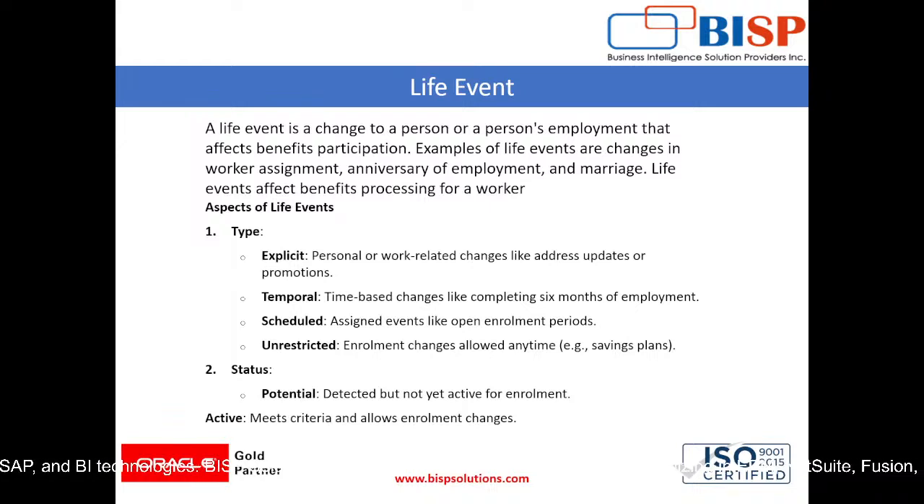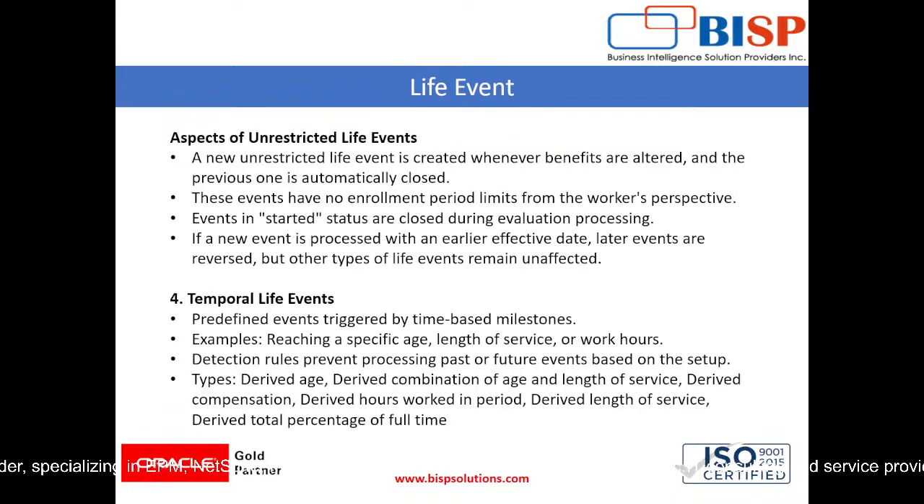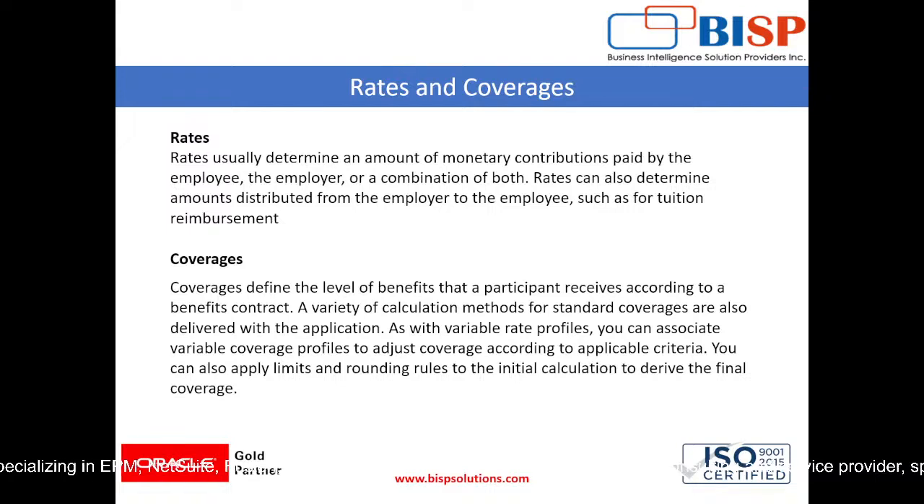After that you have two statuses, which are potential and active. In simple terms, potential means they are not active. The second one is active: everything meets the criteria and allows enrollment changes, and that will be your active status. Then rates and coverages.